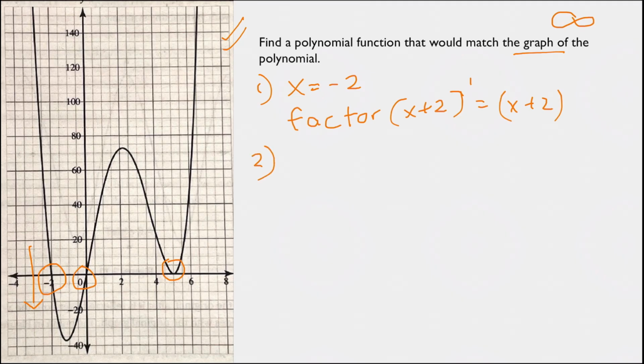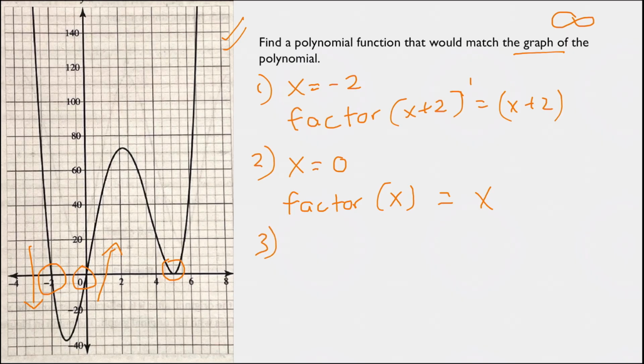The second zero that we have here is x is equal to 0. A possible factor in this case would just be x. And look at it. It crosses the x-axis again. So we either have x to the power 1, x to the power 3, or x to the power 5. And again, x to the power 3 is not incorrect. But since we want to simplify it, we'll keep it x.